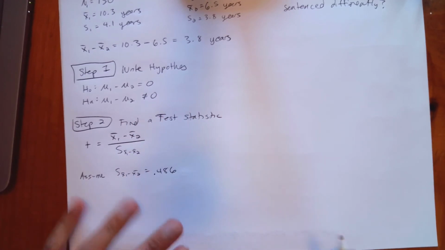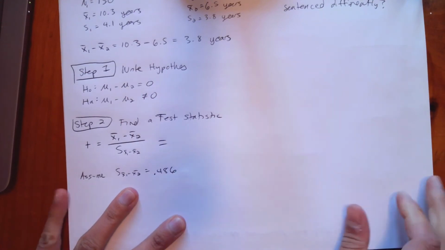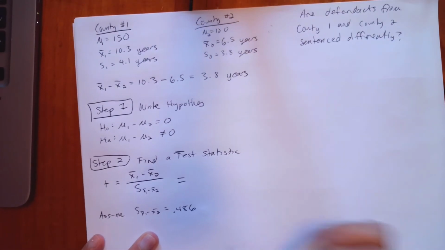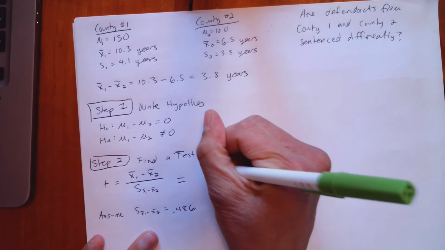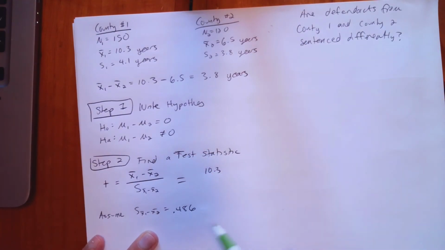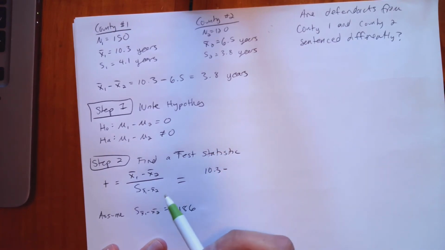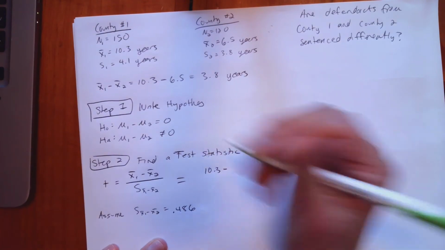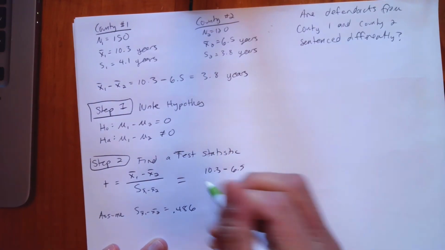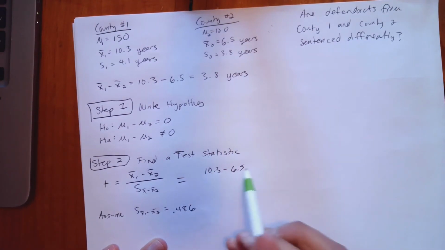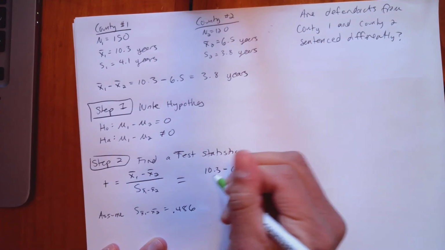So now we can just plug stuff in here to find our test statistic. Our sample mean 1 is going to be 10.3. So people in county number 1 are sentenced to an average of 10.3 years for a drug offense. In our second county, we have a sample mean of 6.5 years. So in our sample from county 2, people are sentenced to an average of 6.5 years for a drug offense. Again, these are both values coming from the samples.